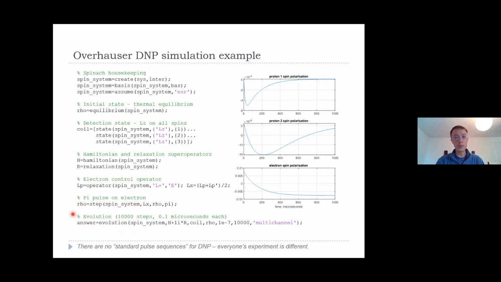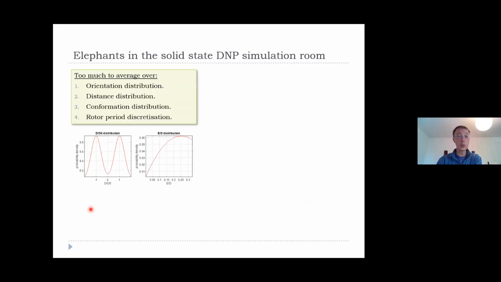Give a pulse, run an evolution, give another pulse, run another evolution. And if your pulse is not perfect, there's a command called shaped pulse, which will give you a finite width and finite amplitude shaped pulse that will hopefully match better to what you do.